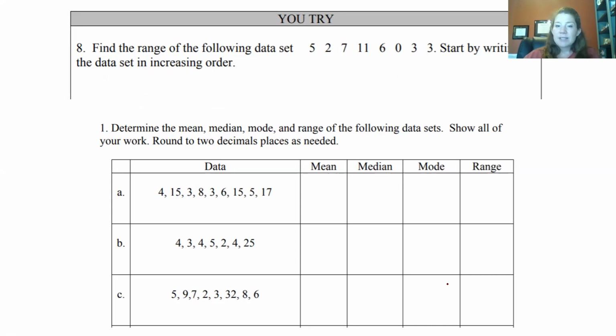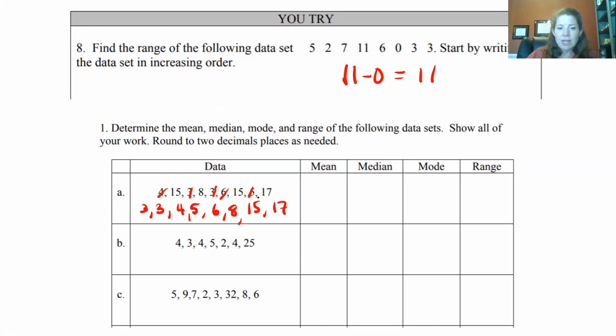All right, sorry about that. So number 8, our range is 11 because 11 minus 0 is 11. That's our range. All right, so let's look at letter A. Just so that we're all on the same page, let's go ahead and put these in order from least to greatest. So letter A, our smallest number is 3. Actually, there's 2 3s, and then we have a 4. We have a 5. We have a 6. We have an 8. We have a 15 and 17.